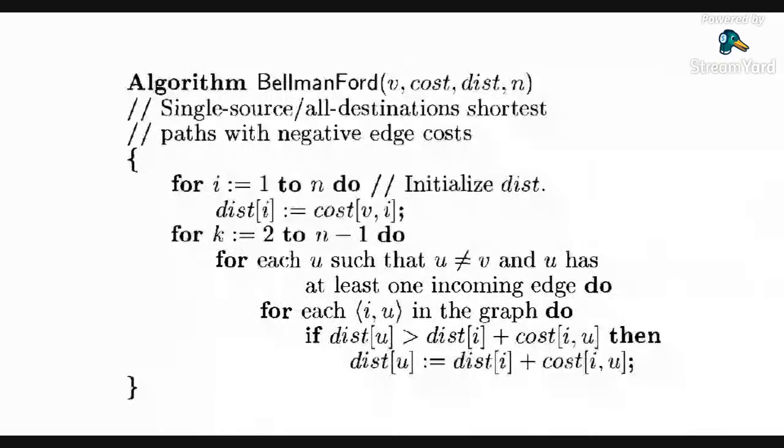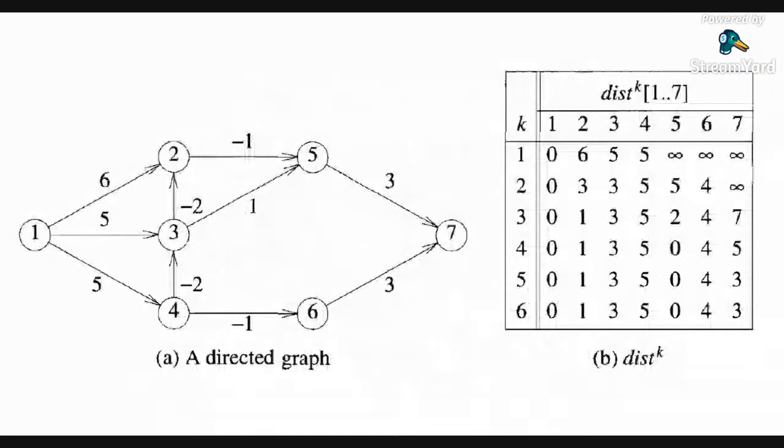So for each i, what is i? i is some vertex such that there is an edge from vertex i to vertex u. So we will compute this. If dist of u is greater than dist of i plus cost of iu, then we will update dist of u to dist of i plus cost of iu. Just see this example once again.